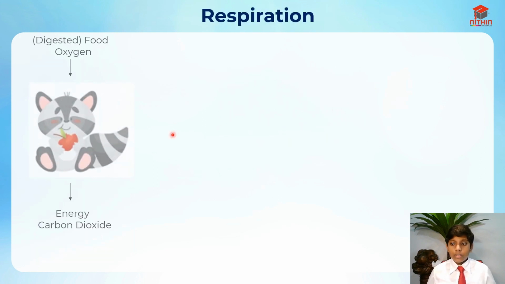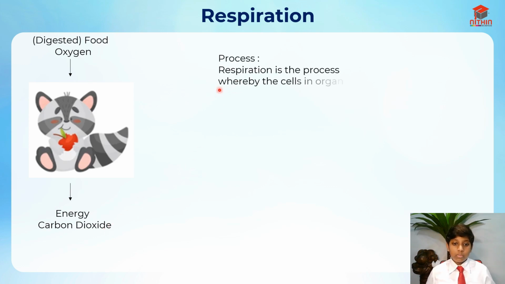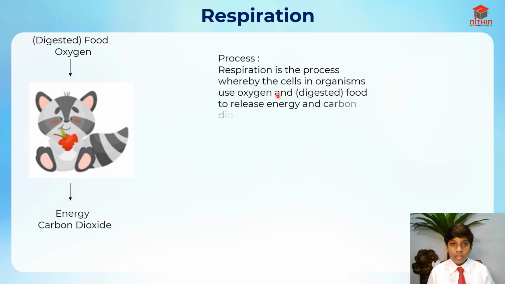Respiration is whereby the animal or plant takes in digested food. The plant does not use digested food, it uses just normal food, because the plant does not have a digestive system to digest its food. So that is why digested is in brackets. This raccoon over here uses its digested food and oxygen, and it respires in order to release energy and carbon dioxide. So respiration is the process whereby the cells in the organism use oxygen and digested food, still bracketed because of the plants, to release energy and carbon dioxide.